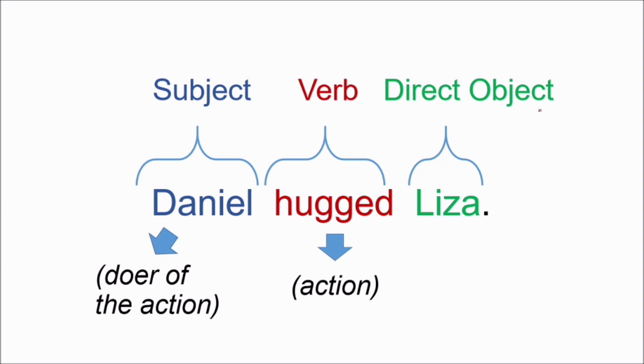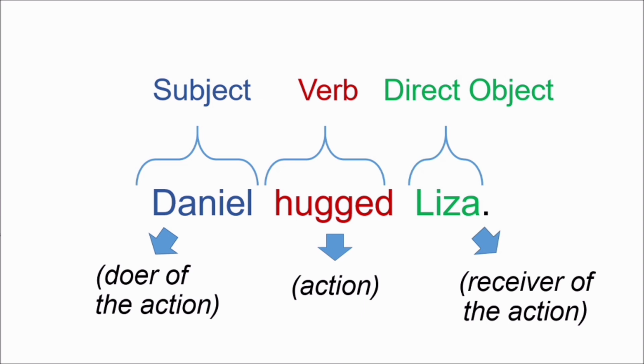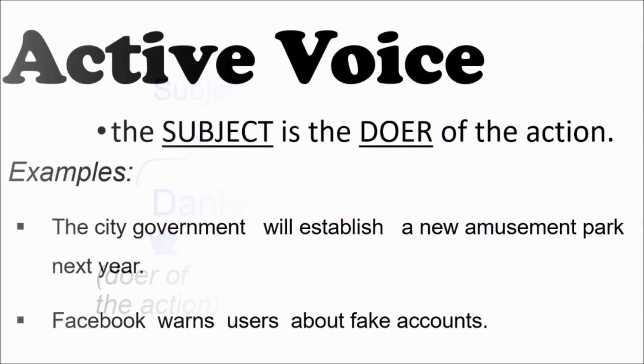Okay, now, who received hug from Daniel? It's Liza. Therefore, Liza is the receiver of the action. Now look, the doer of the action in our sentence is actually the subject. In this case, if the subject is the doer of the action, we call it the active voice. So once again, in active voice, the subject of the sentence is the doer of the action. Look at our first sentence.